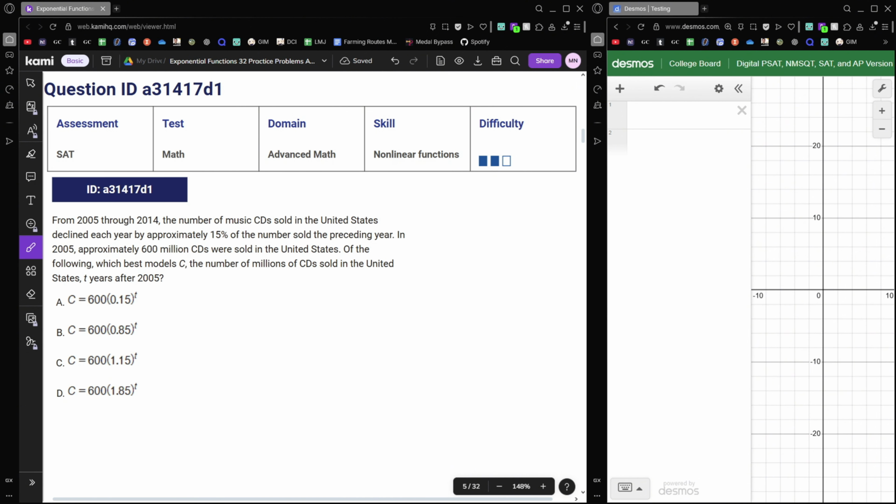Question number 5. From 2005 through 2014, the number of music CDs sold in the United States declined each year by approximately 15% of the number sold the preceding year. In 2005, approximately 600 million CDs were sold in the United States. Of the following, which best models the number of millions of CDs sold in the United States 2 years after 2005? So here it says the number of CDs declined, so we know that we'll have an exponential decay problem. Here's the formula for exponential decay, and you notice that the first part, as well as the t, stays the exact same in every single answer choice.